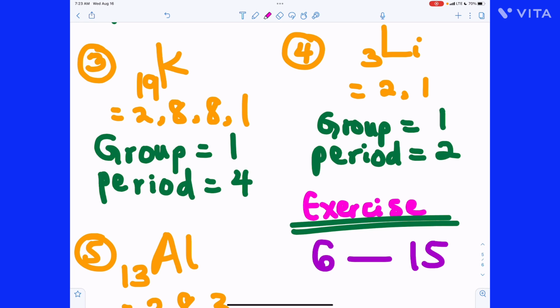Also, let's go to lithium. Question 4, lithium. An atom of lithium has 3 electrons in its shells. The atomic number of lithium is 3. So its shell configuration is 2, 1, meaning 2 electrons in the first shell, 1 electron in the second shell. This one tells us that lithium is in group 1. Then, to know its period, you just count. How many values have I written? I've written 2 values. You understand? 1, 2. That tells us lithium is in period 2.